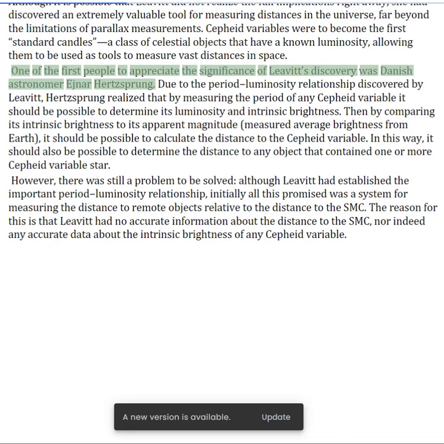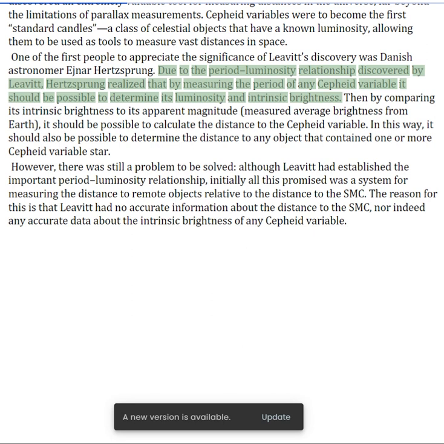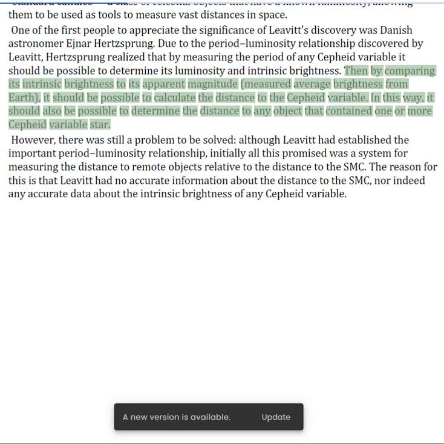One of the first people to appreciate the significance of Leavitt's discovery was Danish astronomer Ejner Hertzsprung. Due to the period-luminosity relationship discovered by Leavitt, Hertzsprung realized that by measuring the period of any Cepheid variable it should be possible to determine its luminosity and intrinsic brightness. Then, by comparing its intrinsic brightness to its apparent magnitude, it should be possible to calculate the distance to the Cepheid variable. In this way, it should also be possible to determine the distance to any object that contained one or more Cepheid variable star.